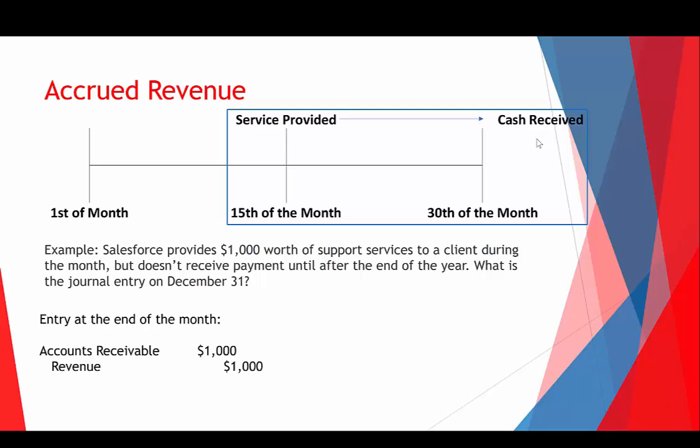All right, so then one more, just to take it to the next step. What do we actually do when we do finally get paid for these services? And at that point, we don't want to record revenue again because we already recorded that once. So we're going to have some cash coming in the door. So we're going to debit our cash, increase an asset for $1,000.